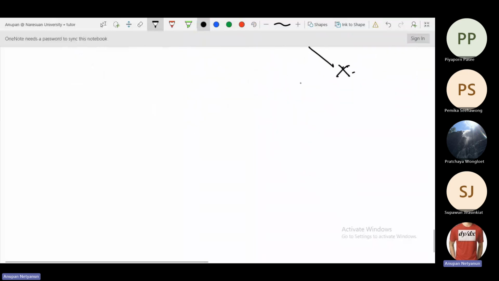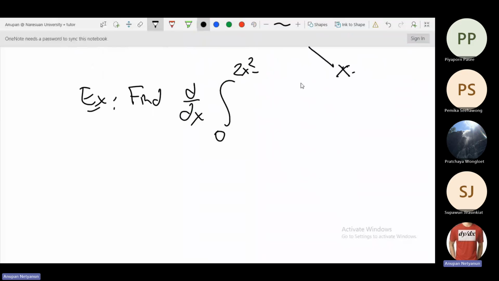Okay, so let me give you an example, which is: find the derivative with respect to x of the definite integral from 0 to 2x squared plus 3 of dt over t plus 1. Okay, this is a constant. Ready? This is your u of x.